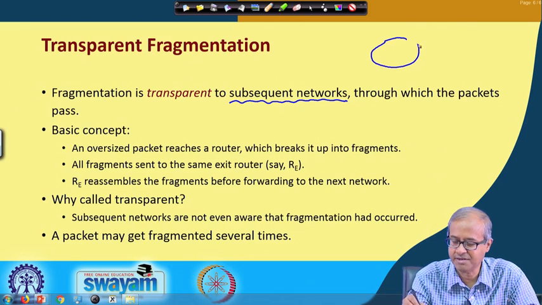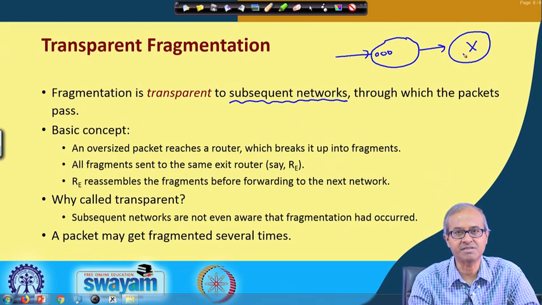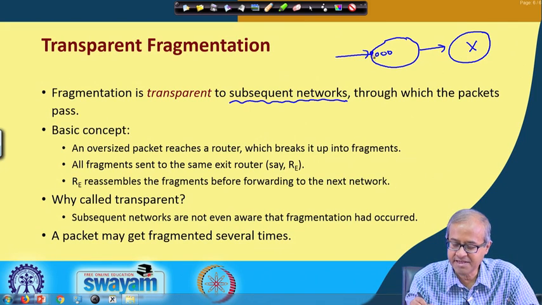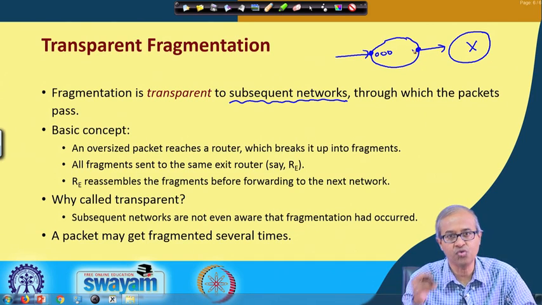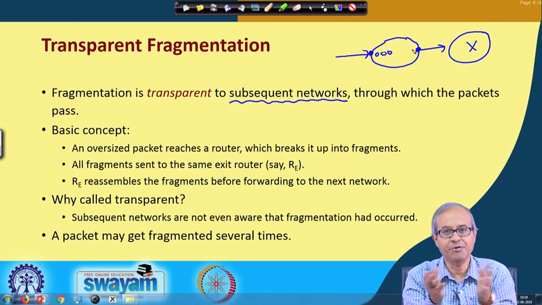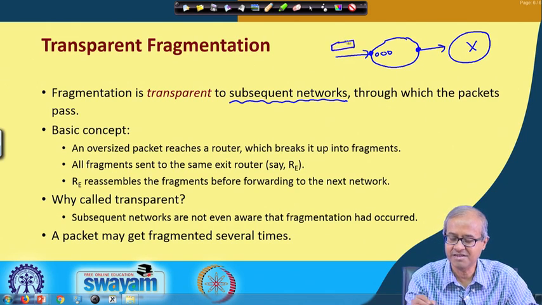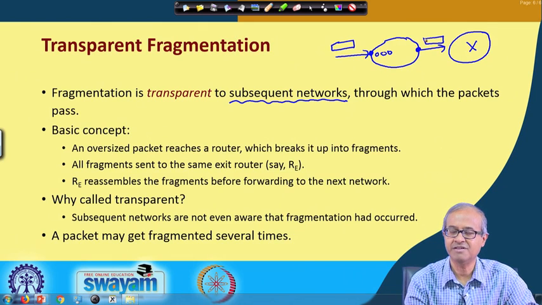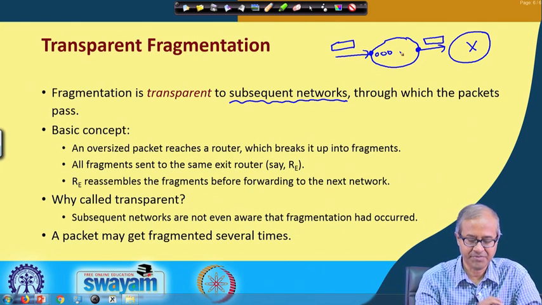Suppose I have a network here, a packet is coming, it is getting fragmented, it is coming out. The subsequent networks do not need to know that a fragmentation has taken place. The idea is that if there is fragmentation, then the exit router in the same network will be responsible for reassembly. It will again put together the fragments, so that the original packet which was there here will again come out of this network. So, fragmentation and reassembly happen inside this network, and it is totally transparent to the other networks, right.